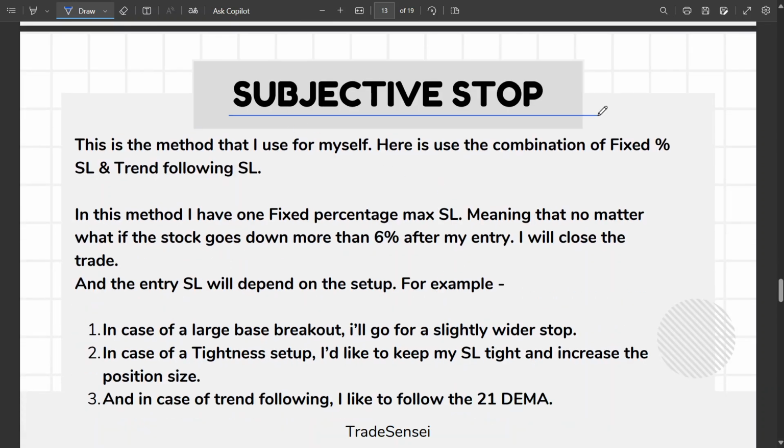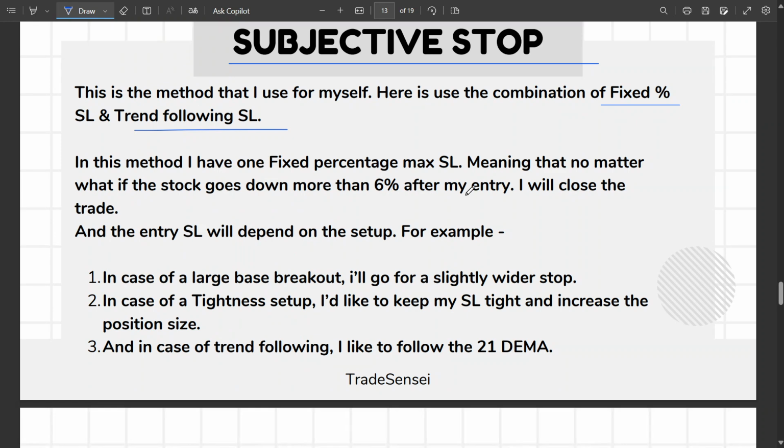And the third one is the subjective stop that I like to use in my case. This is the method that I use for myself. Here I use a combination of the fixed percentage stop loss and the trend following stop loss, and most traders actually use this method. I just gave it a name, whatever came to my mind.